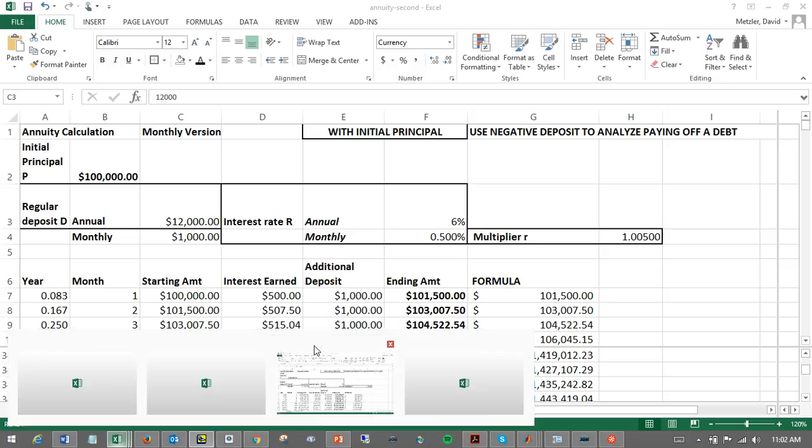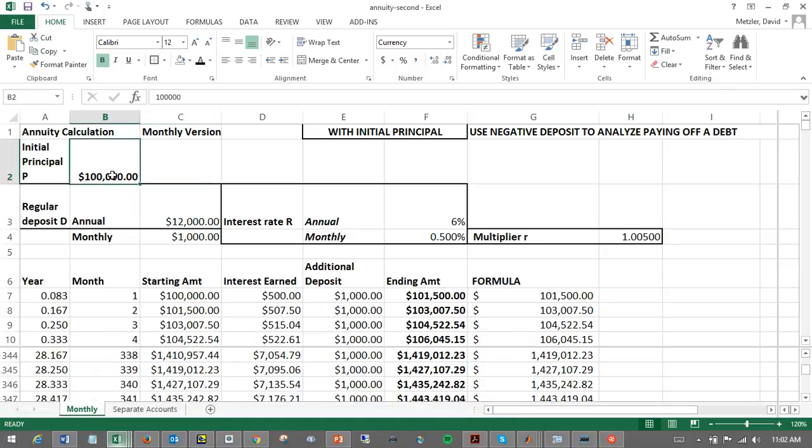So let's look at this. So here's the deal. I owe the bank $100,000. So that's a debt that I have. It's a bad number. So here, big positive numbers are bad for me. And I'm going to pay it off $12,000 a year. I'm going to give the bank $12,000 a year in monthly installments of $1,000. At the same time, the bank charges me 6% annual interest on whatever I still owe them.